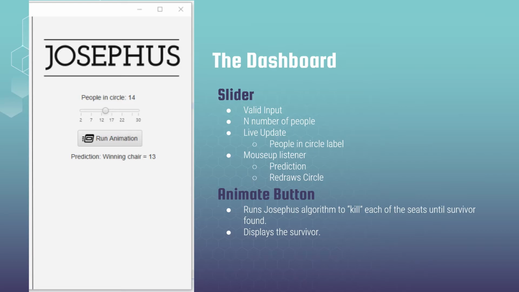Last, we have the animation button. When this is pressed, our Josephus algorithm is run to determine who the winner actually is. When this calculation has been completed, each of the circle's images is changed to its killed image, except for the survivor.